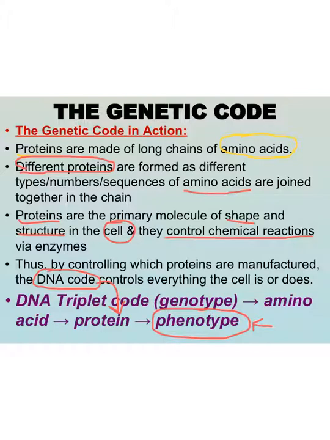So if you have brown hair, that would be your phenotype for hair color. How did you get that? From your DNA. How did your DNA give you your brown hair? Well, DNA made a specific protein, which gave you your phenotype, or your brown hair. But for right now, don't worry about genotype or phenotype. We're going to go over that later. Just know that DNA controls the proteins, which thus controls what type of traits you have.